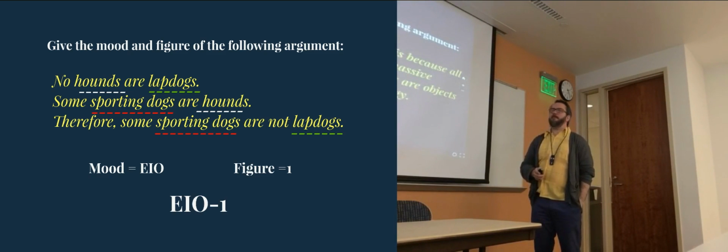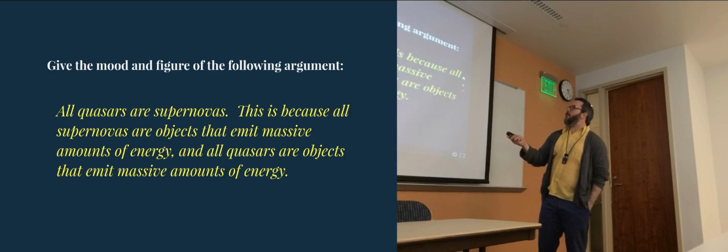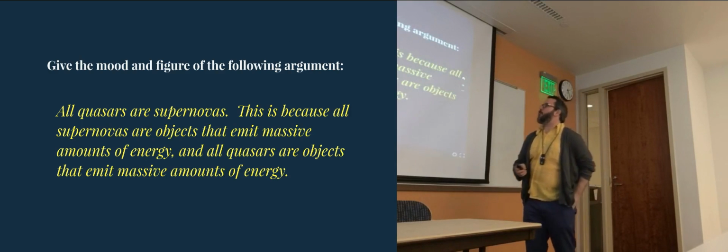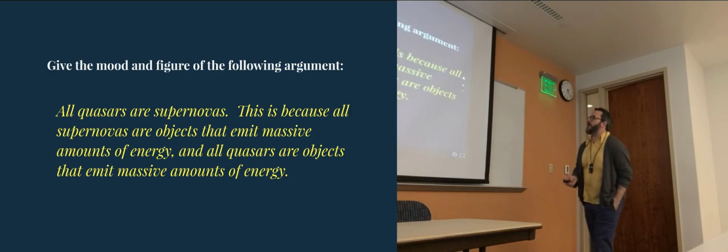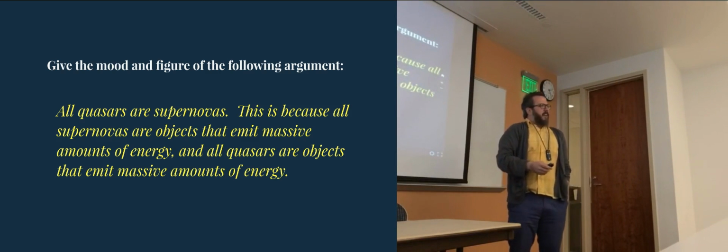Shall we try it one more time? Let's try it one more time. All quasars are supernovas. This is because all supernovas are objects that emit massive amounts of energy, and all quasars are objects that emit massive amounts of energy. Is that in standard form?